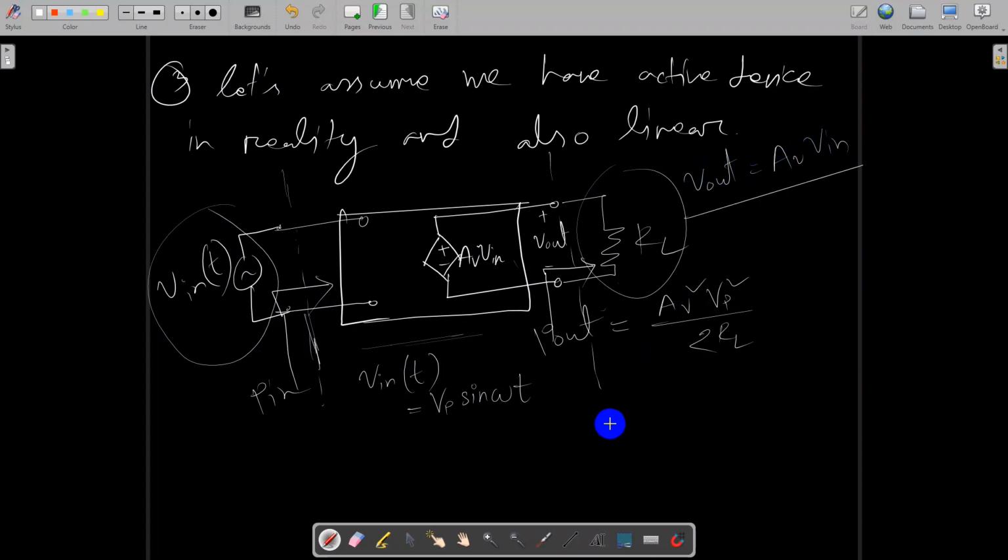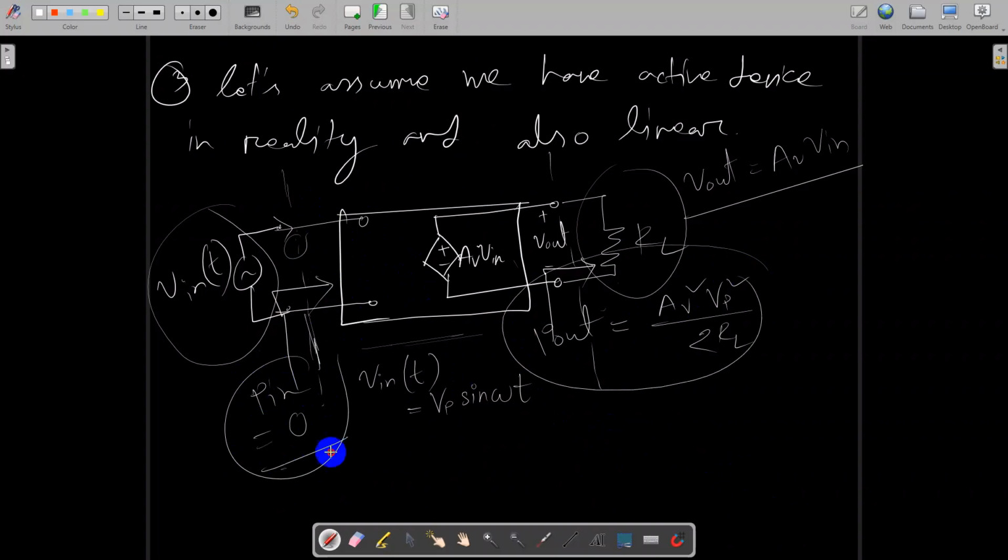This is a voltage amplifier, right? Voltage controlled voltage source. Now the thing is, what is P_in? Can you comment on this? What about this current? There is nothing inside, no connection here, so P_in is zero. Is it possible to generate energy from nothing? Your P_in is zero, but your P_out is some number.